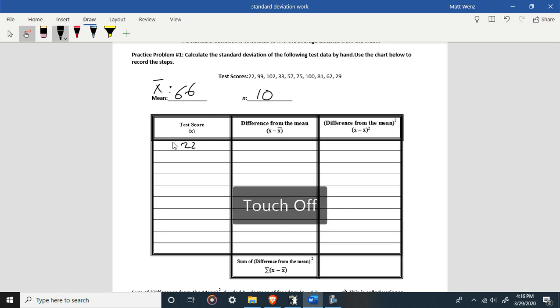All right, there we go. 22. We had a 99. We had 102. We had a 33, a 57, 75, 100, and 81, 62, and 29. Again, if you were making your own chart, you make however many entries there are for the data that you're given. Okay. Good. Your second one is what's the distance from the mean?